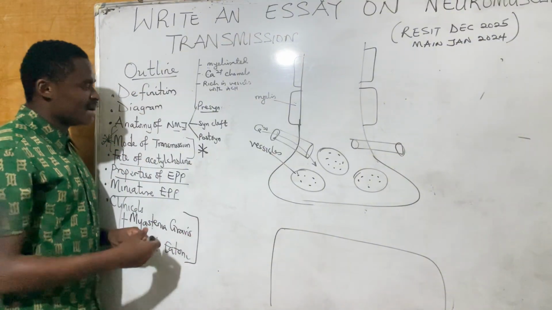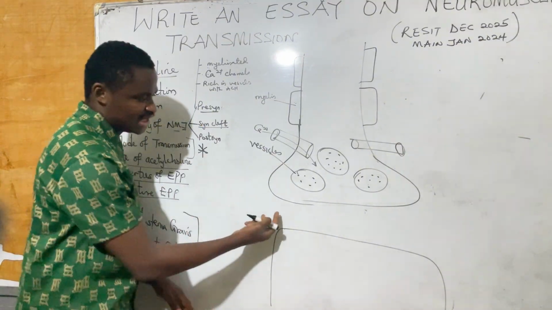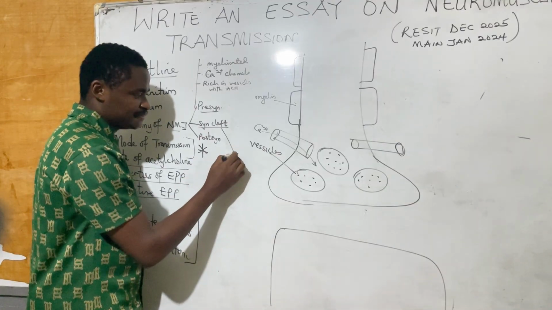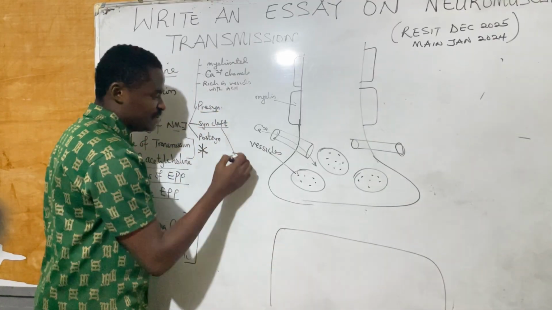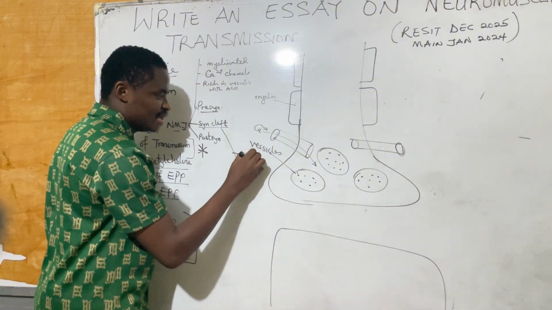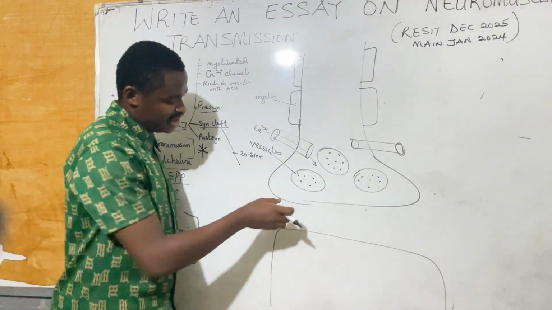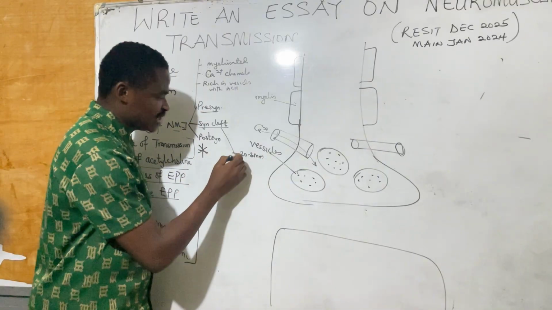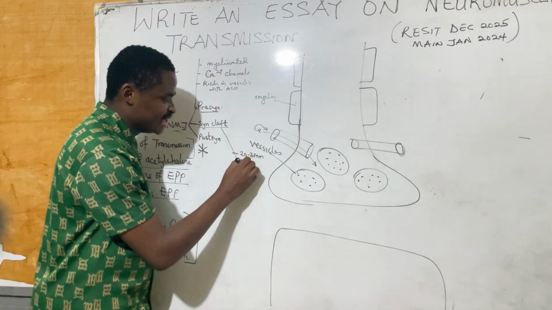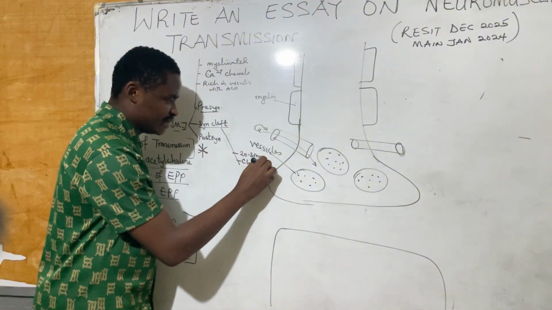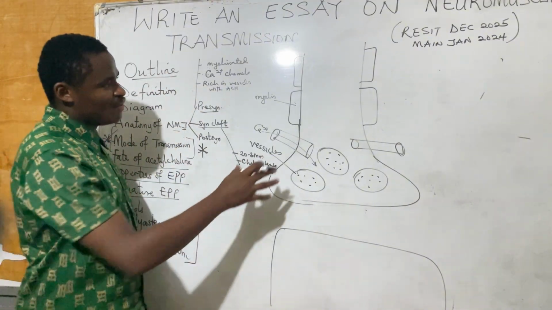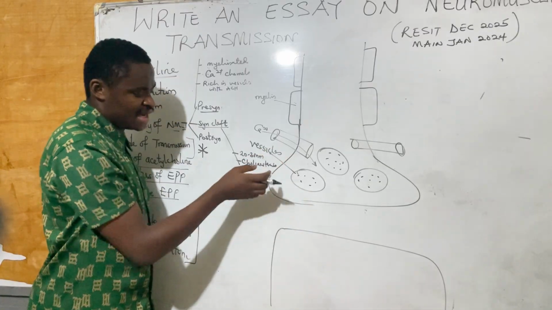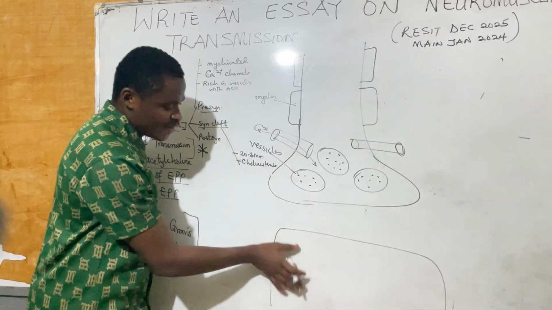Now, what else will you talk about in the synaptic cleft? Two things you can say. Number one, it has a width of 20 to 30 nanometers. Secondly, it has a particular enzyme called cholinesterase. All right, so we have talked about the features of the anatomy of the presynaptic and the synaptic cleft.